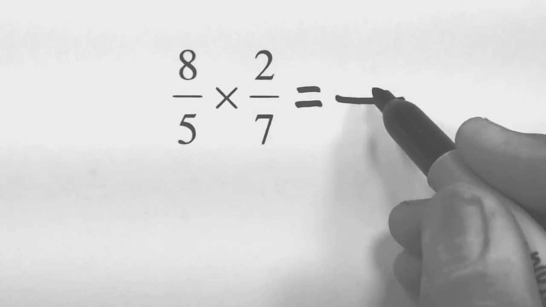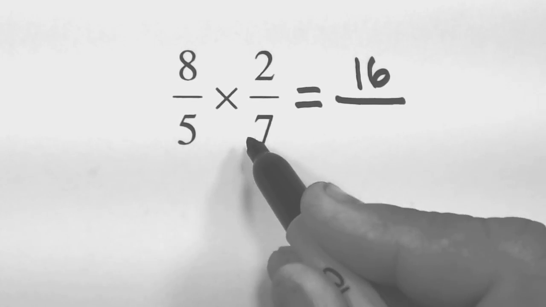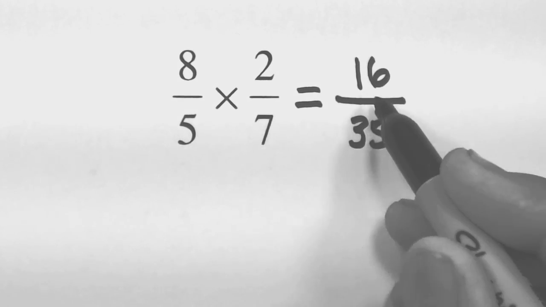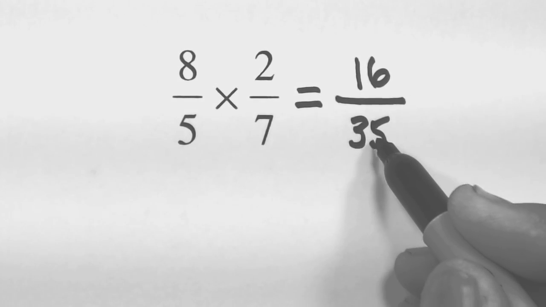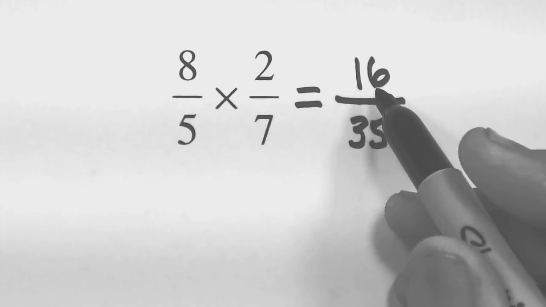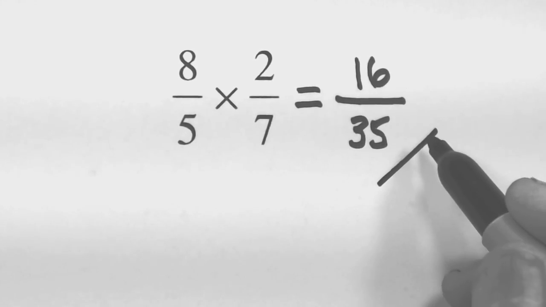8 times 2 is 16. 5 times 7 is 35. And again, if you double-check this quickly, the only thing that'll reduce in the 35 is a 5 and a 7, and it won't go into 16, either one of those. So we're stopped right there.